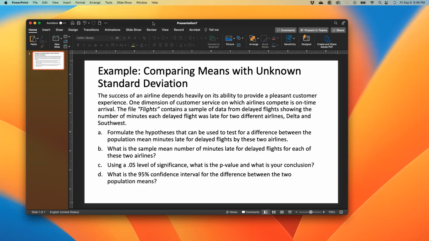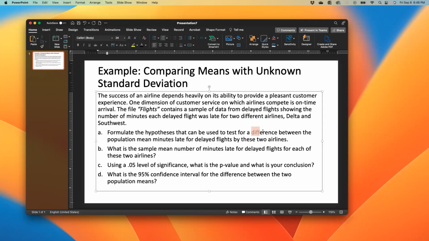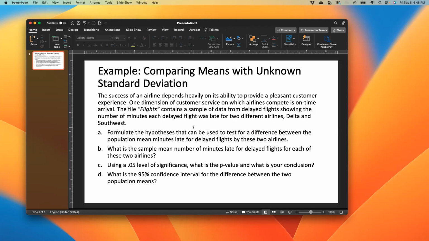But one keyword I want you to take note of that would help us determine what type of tail our alternate hypothesis will be, is this word difference, right? A difference between the two population means. So let's go ahead and try to answer question A in R. It's just really simple. We're not doing any coding. We're just formulating the null and alternate hypothesis.